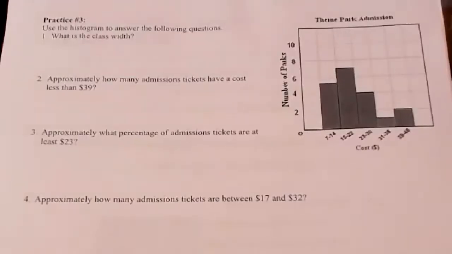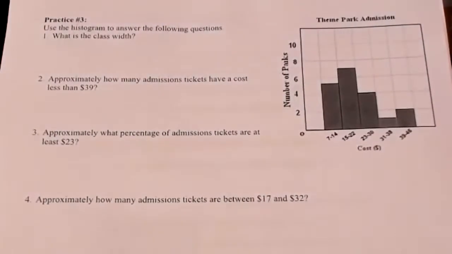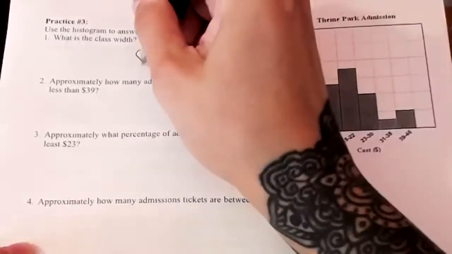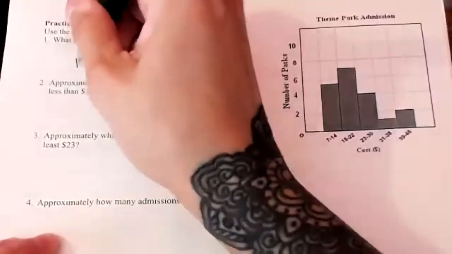Very nice. Let us look at practice problem number 3. What do we have? So for number 1, what is the class width? What did you say? 8. Yes, 8 is correct. And how did you find that? I did the lower limit of the second class minus the lower limit of the first class, so 15 minus 7.